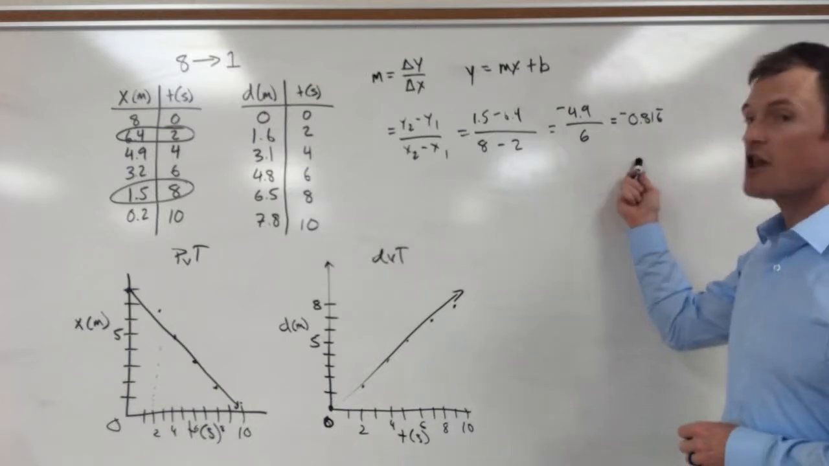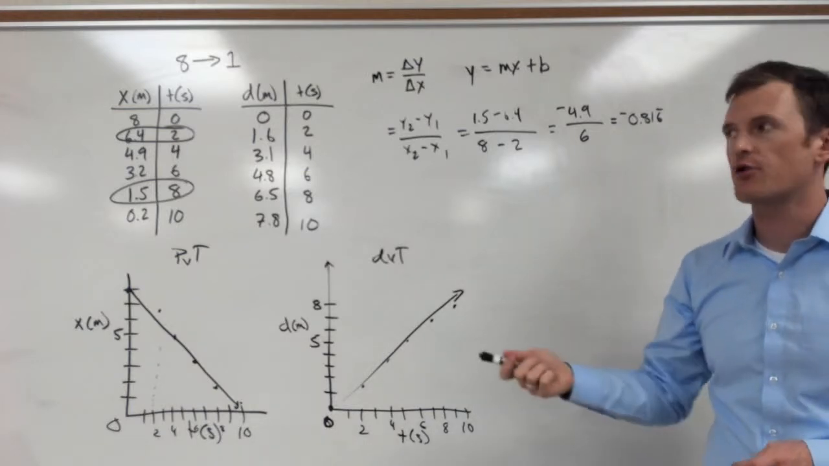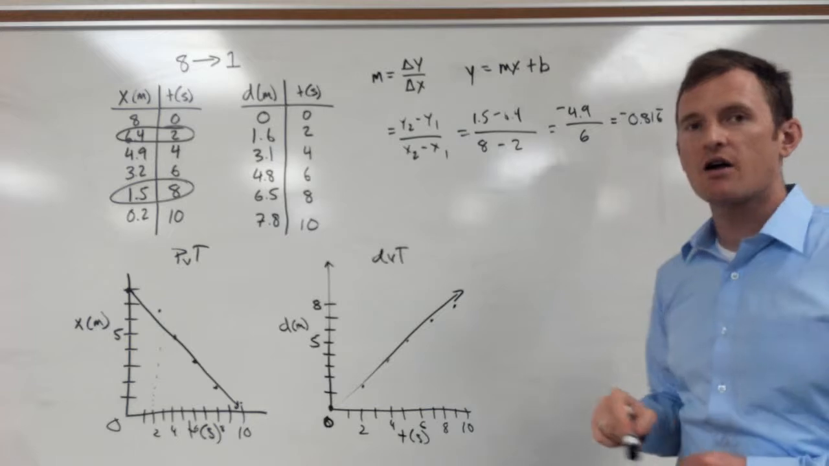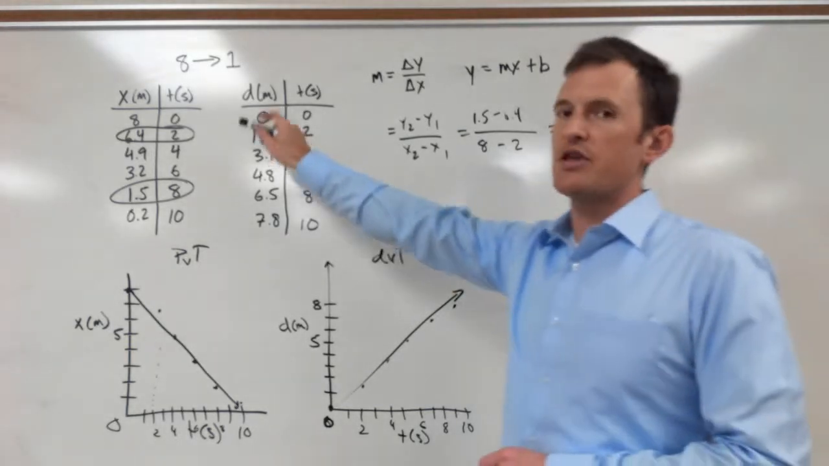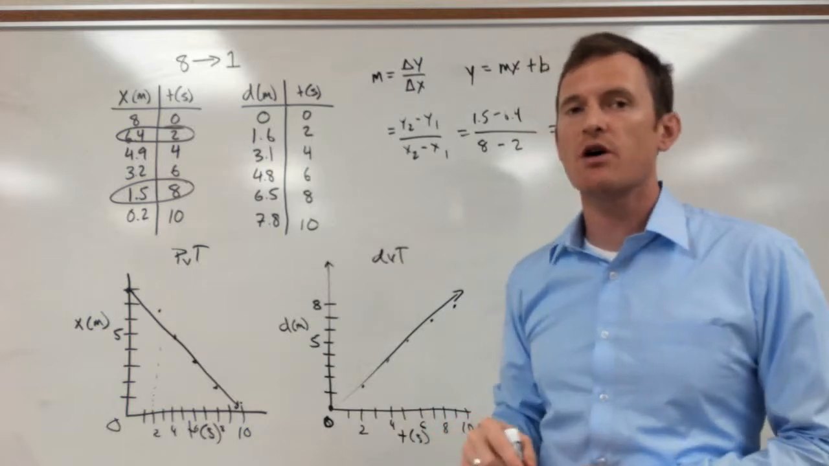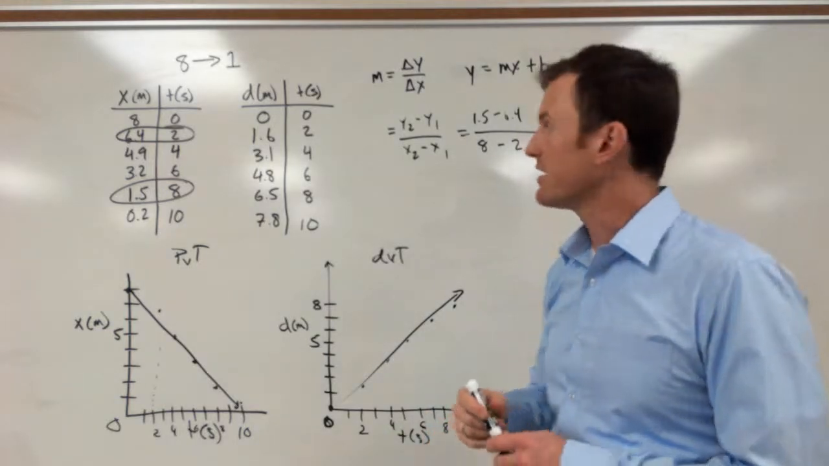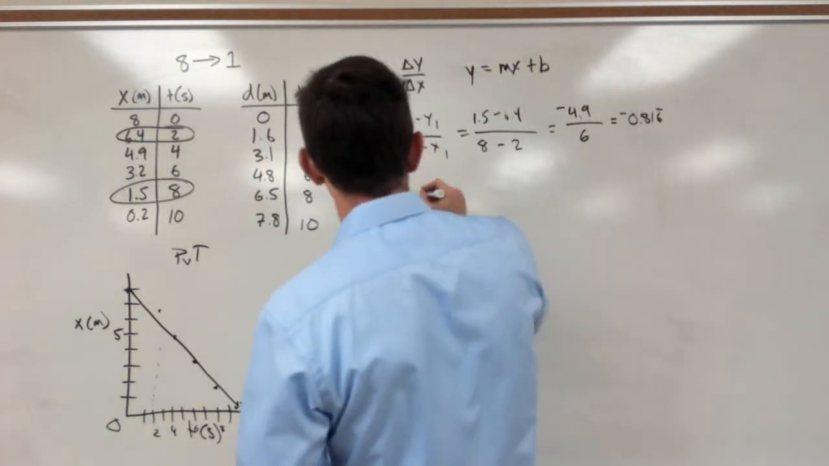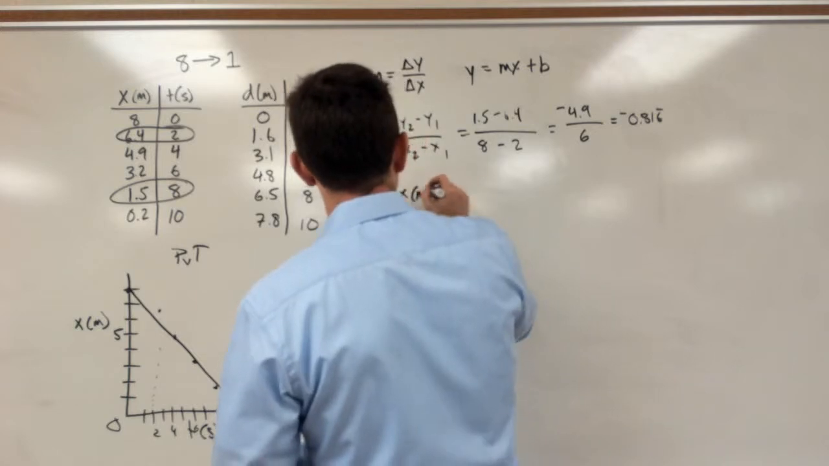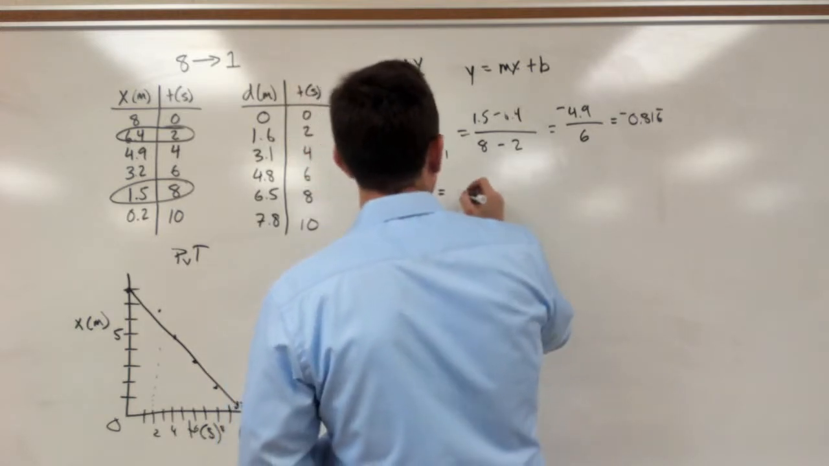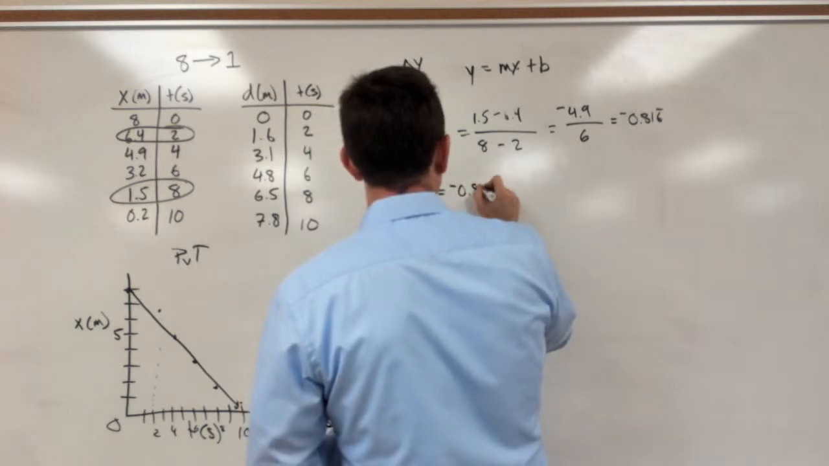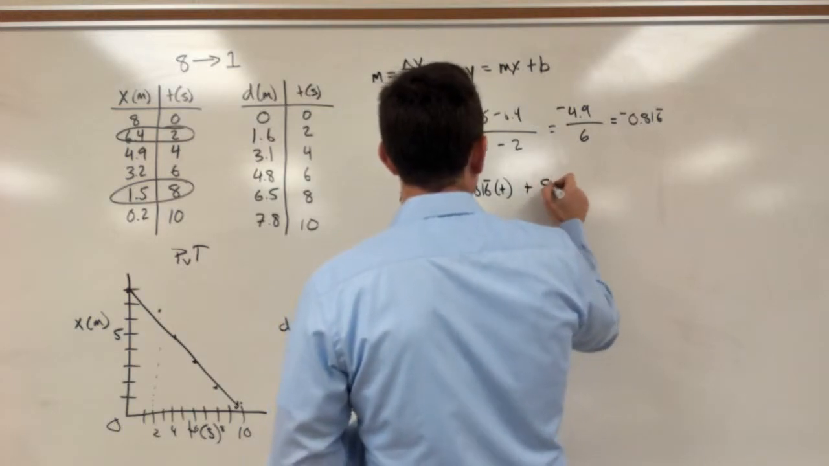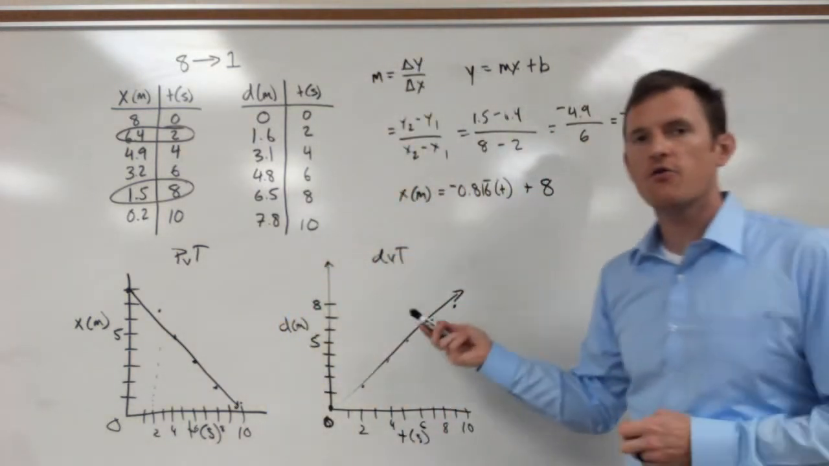Now that we have our slope, we can finish off our equation for this line. We have our slope, and now we just need to find our y-intercept. You can tell from our table that at x equals 0, at time equals 0, our position value is 8. So our b is just going to be 8. The proper equation for this line is then x in meters is equal to negative 0.83 multiplied by time plus 8. That is the equation for our line.